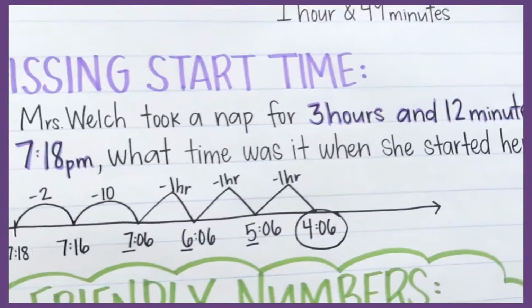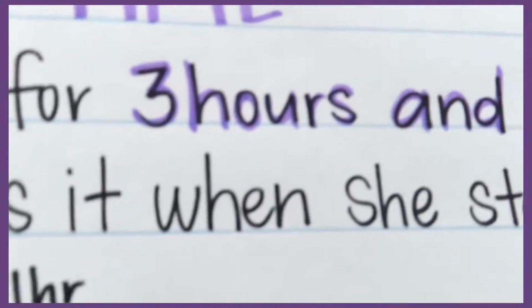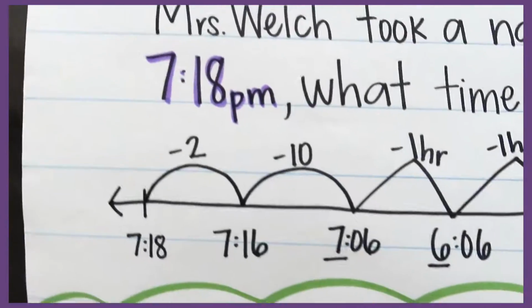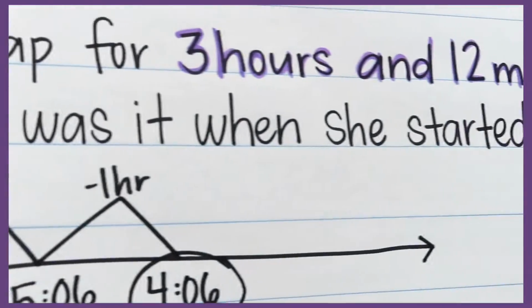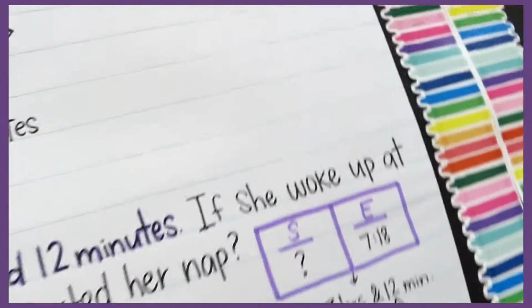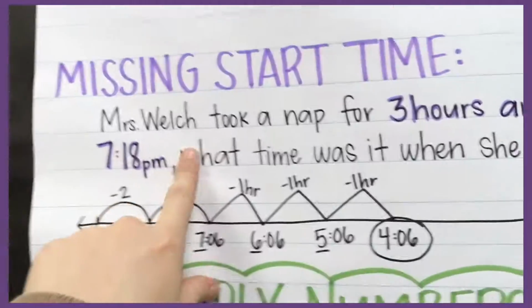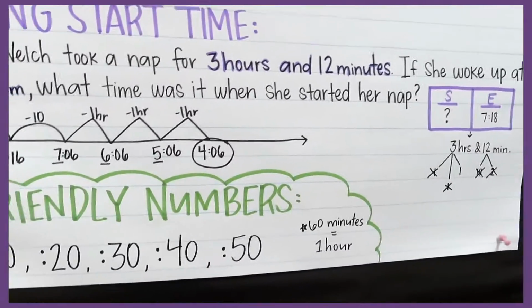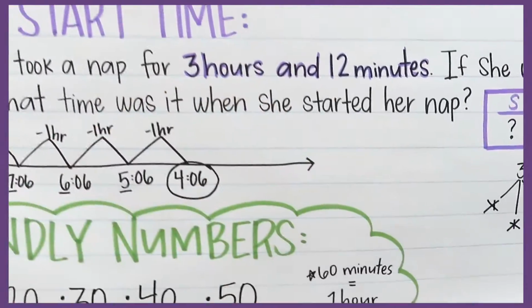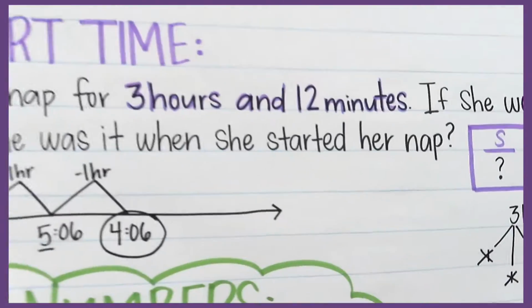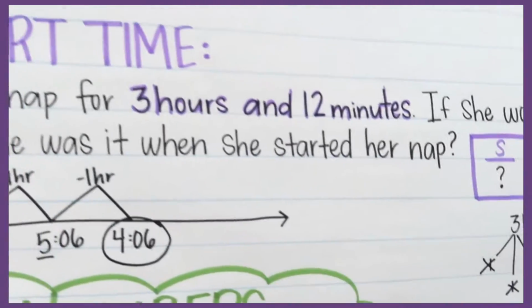Miss Welch took a nap. She took a nap for 3 hours and 12 minutes. If she woke up at 7:18, what time was it when she started her nap? So, again, my kids write the S and E, and I ask them, what do you know for sure? Well, we know for sure that she napped for 3 hours and 12 minutes. Okay, well, is that our start time or our end time? No. So what else do we know?